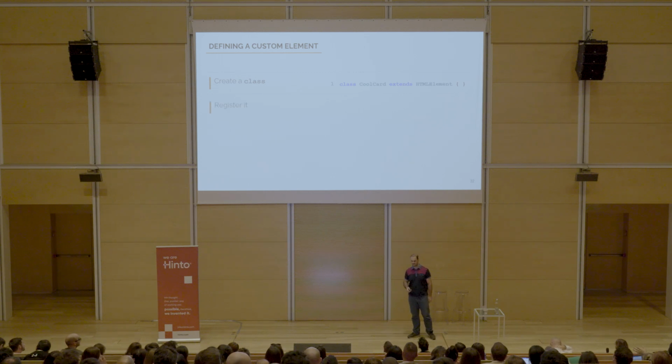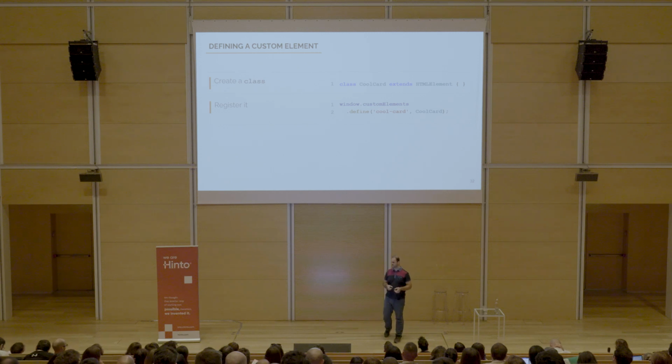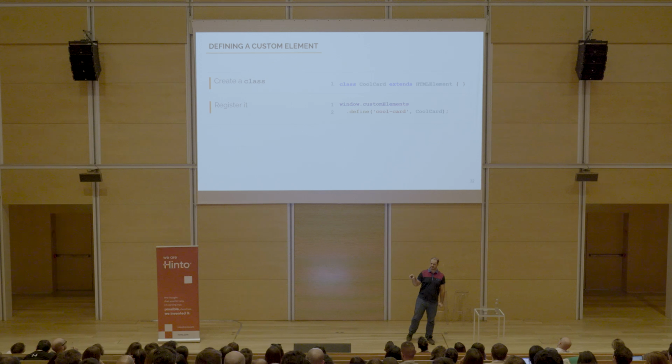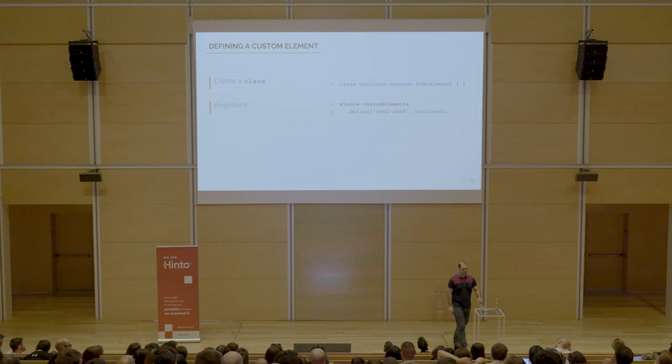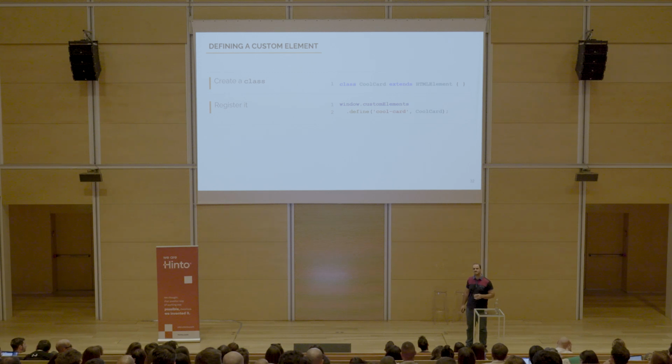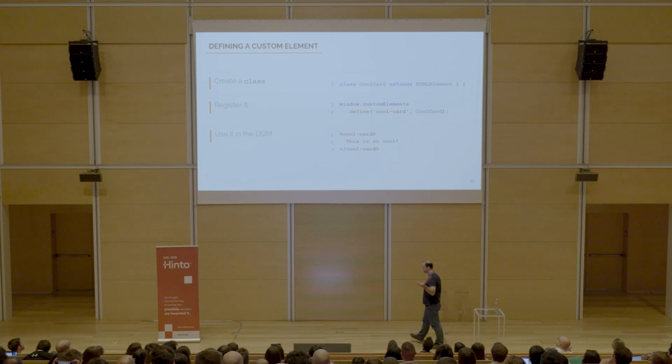Then we register our class in our registry, which is window.customElements. We choose a name which must contain a dash so that there won't be naming conflicts in the future with new native elements, like the upcoming select list, which is coming in some months, I think. And then we just use it in the DOM, like we use any other native element, and we are done.